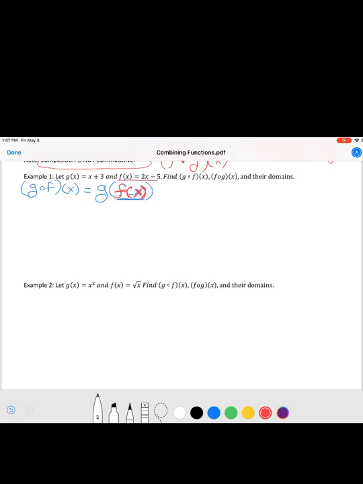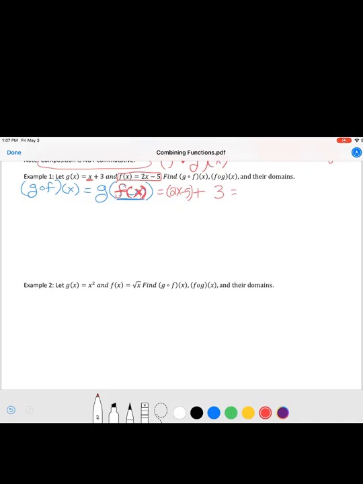So here's my red function, my f of x, and I'm going to take this whole function, which is 2x minus 5, and plug it in for this x in g. So if I write g as x plus 3, I'm going to replace that x with 2x minus 5, because I'm plugging f of x into g. This was my x, because g of x is x plus 3, but I'm plugging in f of x, which is 2x minus 5.